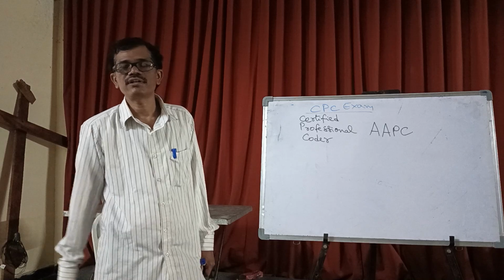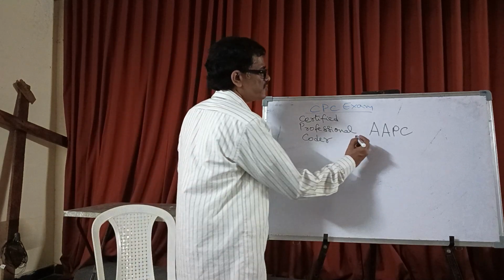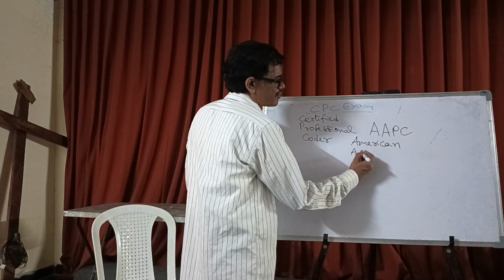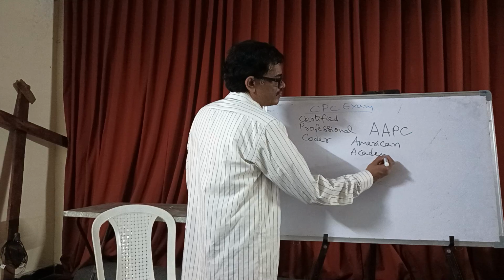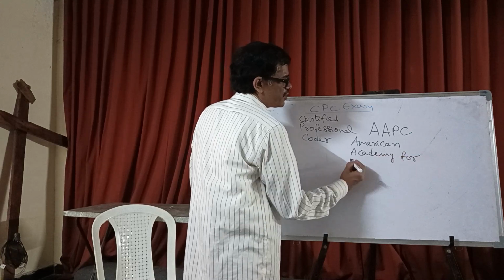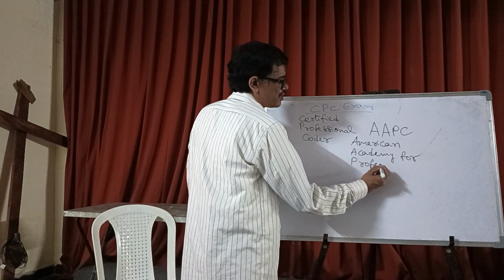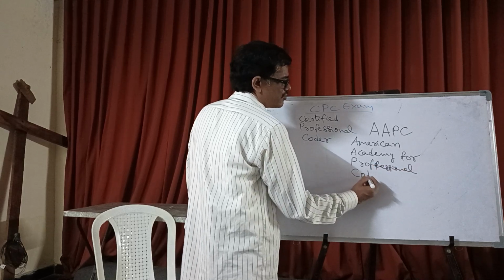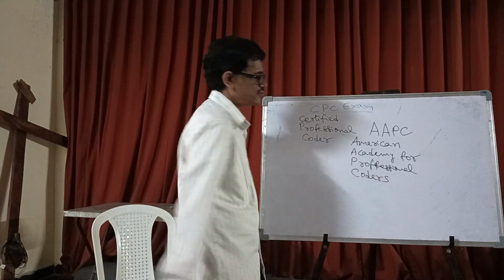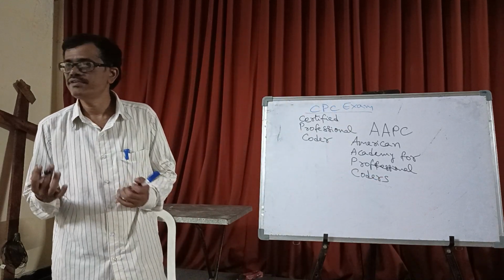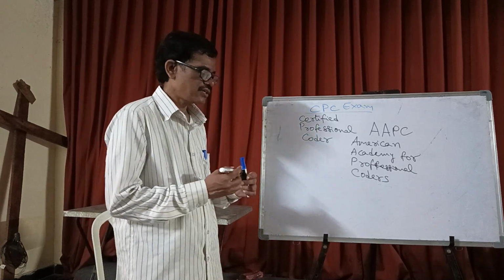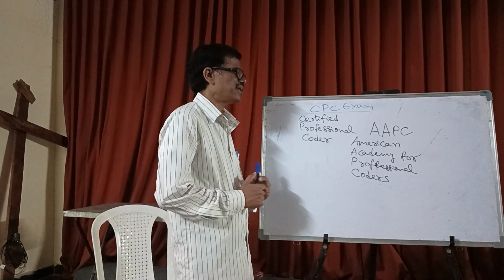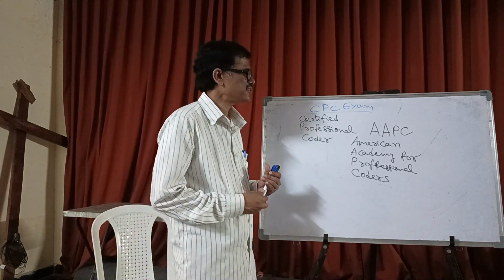What is the name of the organization? AAPC. AAPC stands for American Academy of Professional Coders. P stands for Professional, and the C is Coders. So for coders there is a separate academy which teaches the techniques and guidelines you have to follow for coding. That is given by the USA, the United States of America.